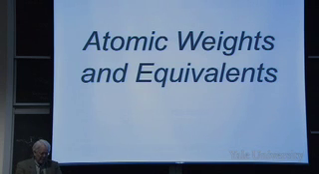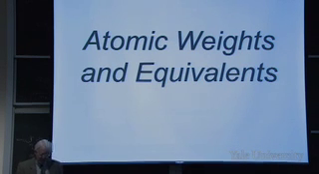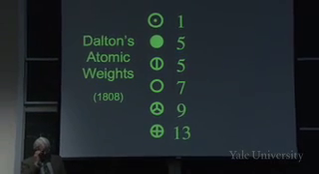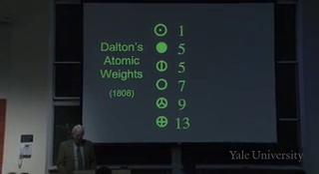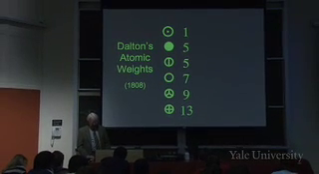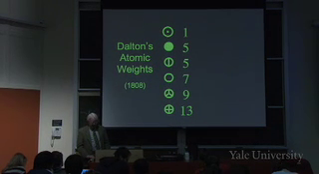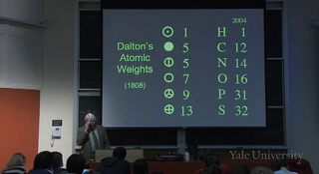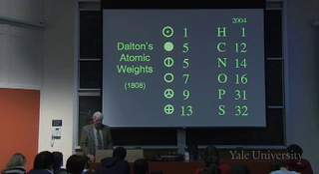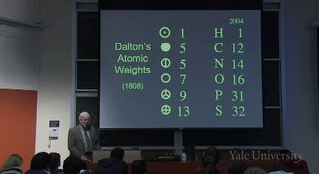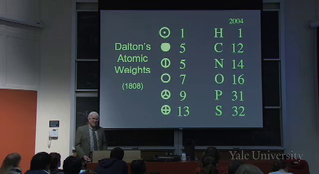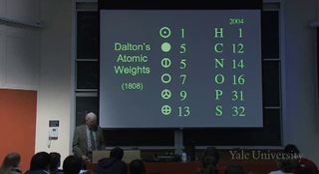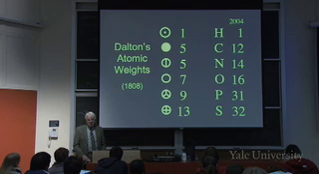Now, let's see what we got here. One more topic. Atomic weights and equivalents. Okay, these are Dalton's atomic weights that he used in 1808. Hydrogen 1, carbon 5, nitrogen 5, oxygen 7, and so on. Now, as of 2004, this is what they should have been. What's wrong with Dalton? Why is he so far off, for example, in oxygen, which should be 16, and he has 7? How can he be off that much?